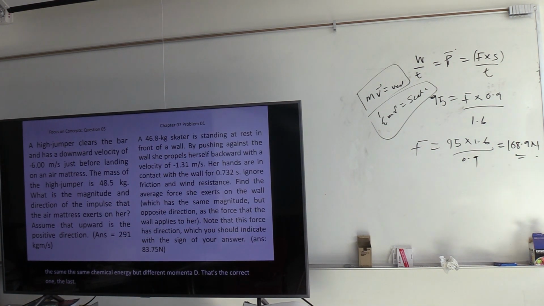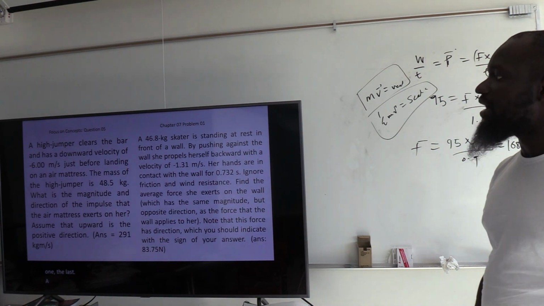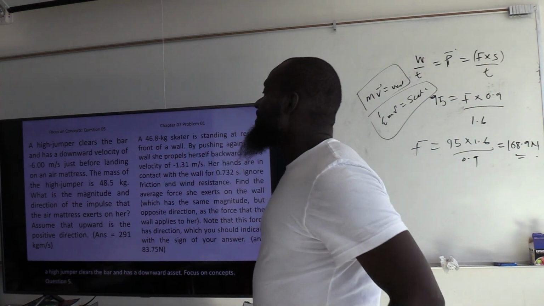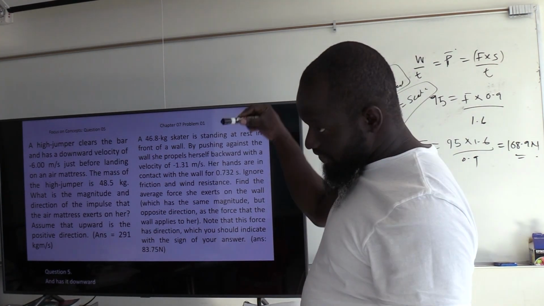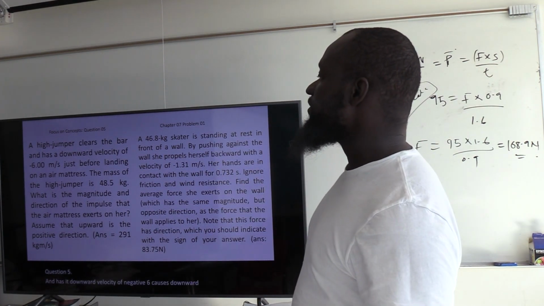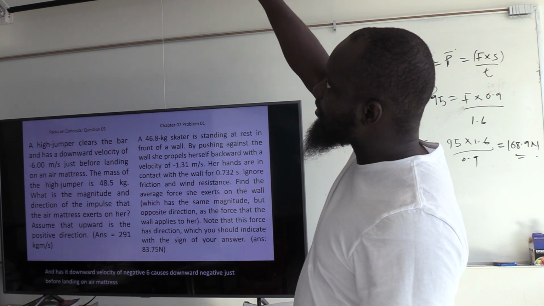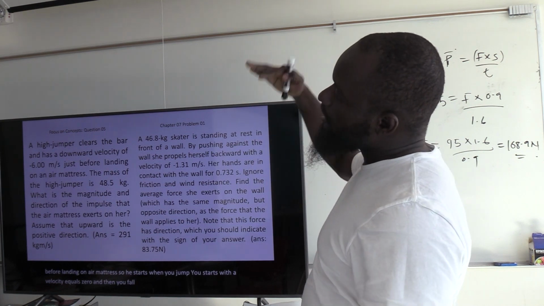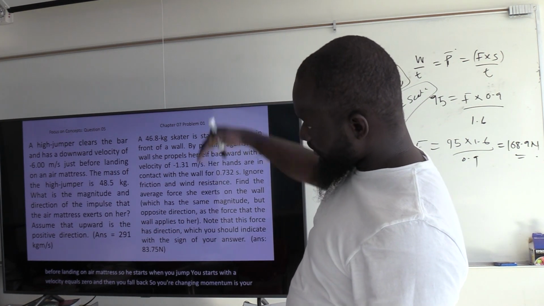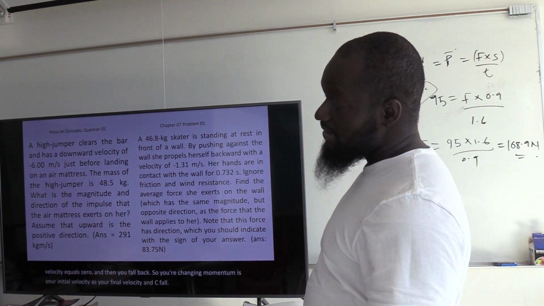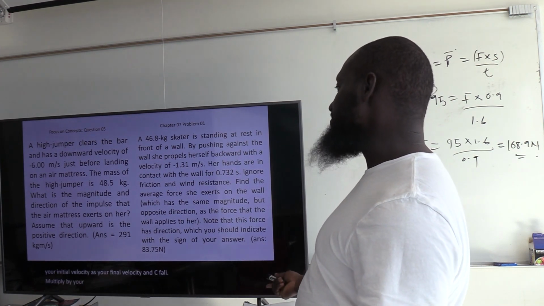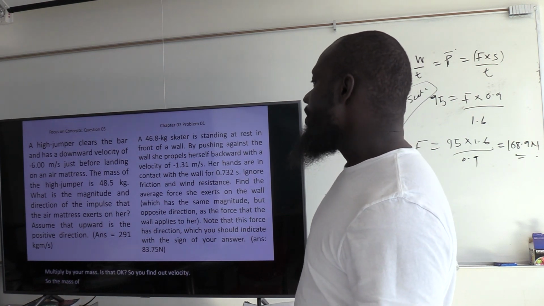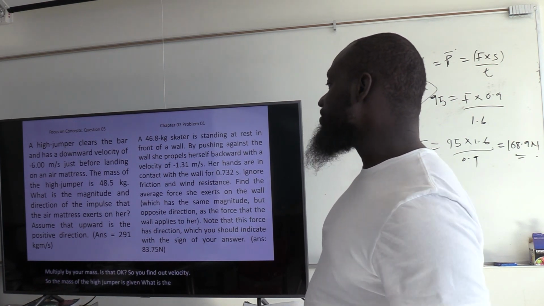Next, focus on concept question 05. A high jumper clears the bar and has a downward velocity of minus 6, because it's downward, negative, just before landing on an air mattress. So when you jump, you start with a velocity, you go to 0 and then you fall back. Your change in momentum is your final velocity minus your initial velocity, times your mass. The mass of the high jumper is given. What is the magnitude and direction of the impulse that the air mattress exerts on her?